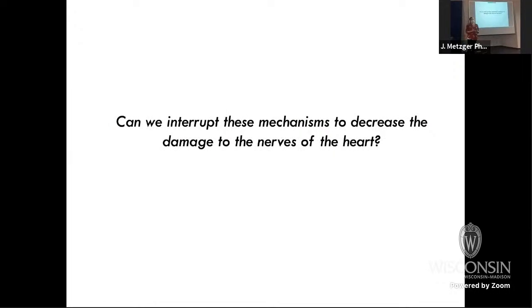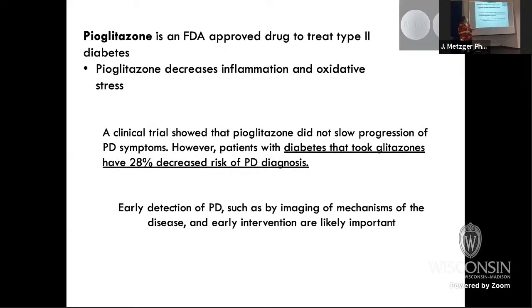So this brings us to the next question, which is whether or not we can interrupt these mechanisms. Now that we know that oxidative stress and inflammation are occurring in the heart, can we interrupt these mechanisms to actually decrease the damage to the nerves of the heart? Well, to test this, we looked at a drug called pioglitazone. So pioglitazone is actually FDA approved to treat type 2 diabetes. However, pioglitazone has also been shown in many different studies to be able to decrease inflammation and oxidative stress.